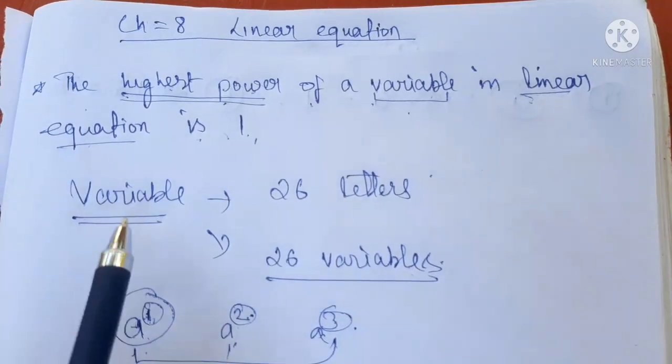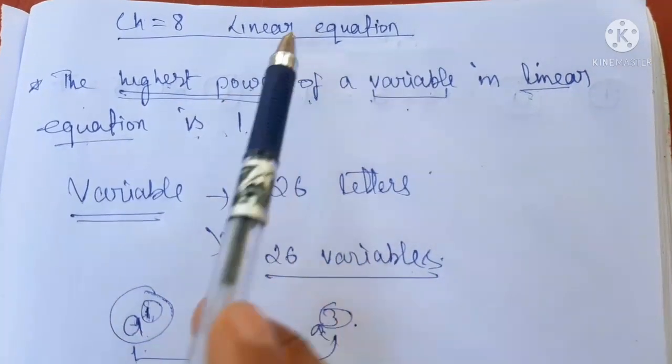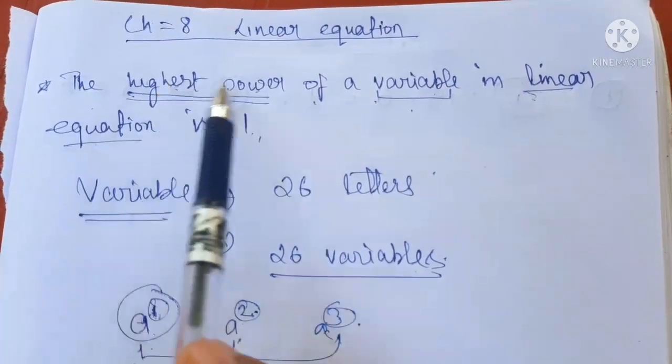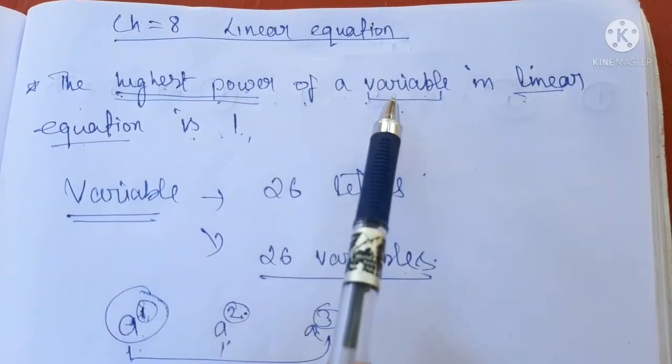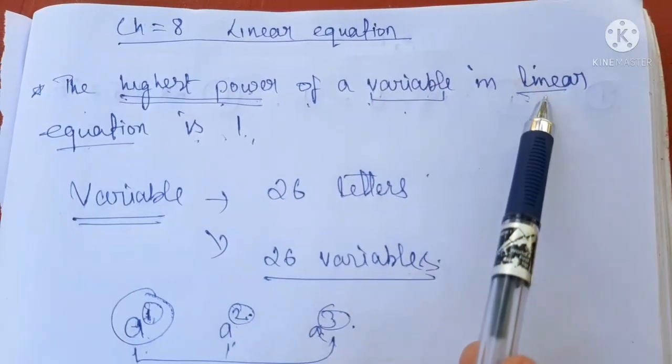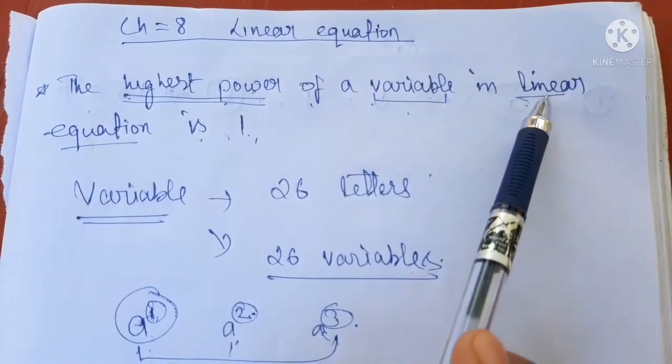So my dear students, I hope that you are all clear with the linear equation. Once more I will be explaining the meaning. The highest power of a variable should be there, and the power should be there, and the linear also should be there. I hope you know what is linear again, right?